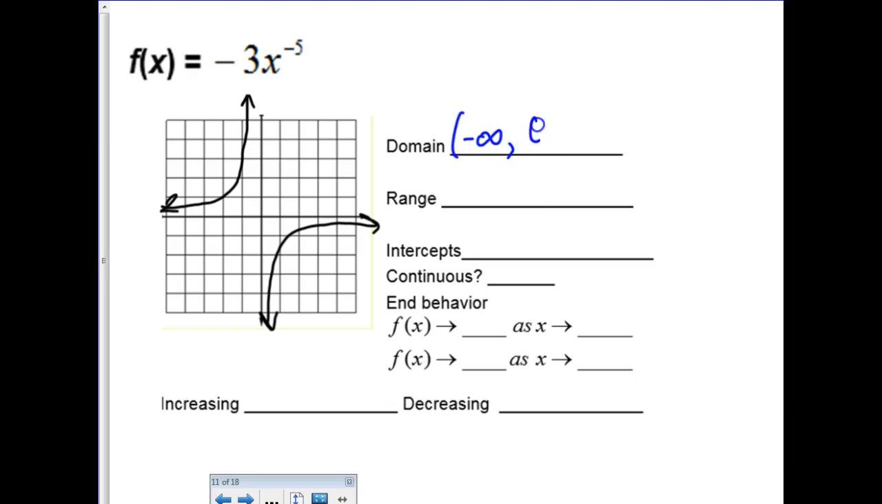At 0, I heard. Thank you. So you can't use 0. It's a discontinuity. So hop over 0 by giving me this notation. Notice I used parentheses because 0 cannot happen. You cannot have 0 there.